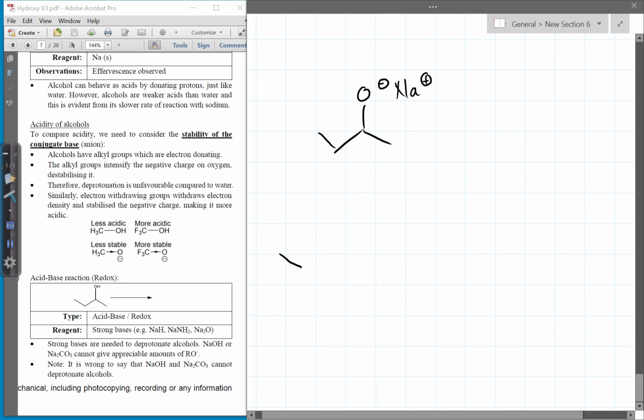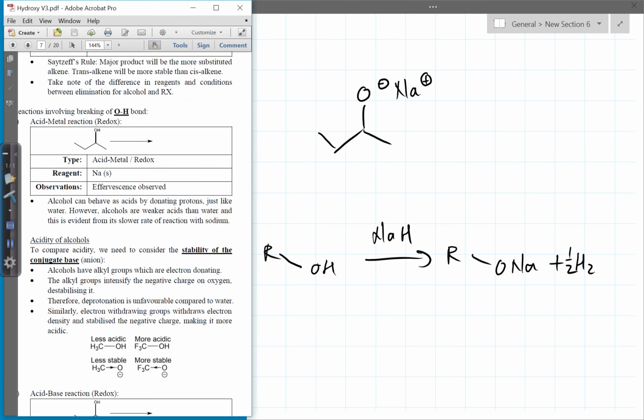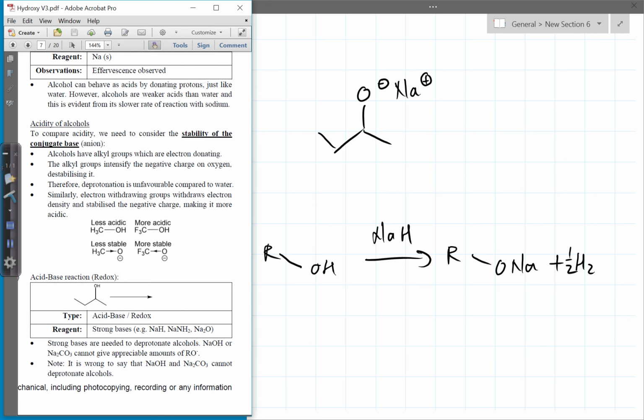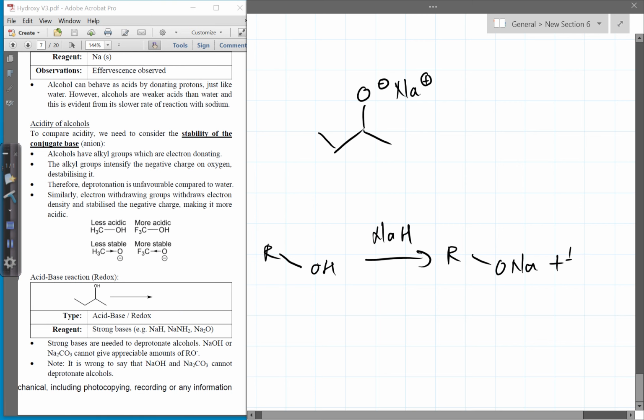So if you react your ROH with your NaH, for example, you will generate this plus your H2 gas, half of it. Take note of the first equation as well, the first one, you will generate half a mole of H2. A lot of people write 1 mole, which is wrong, right? Where got 1 mole? There's only 1 hydrogen, right? But for the second one, depending on what you add, the other side product might be different. But the first one is confirm half H2. Okay.